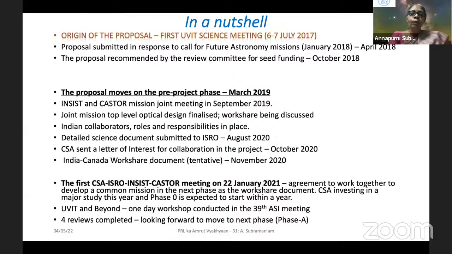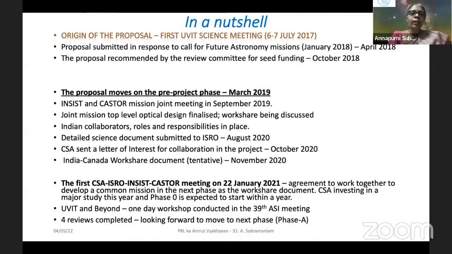The proposal was reviewed by a subcommittee of the then ADCOS, which reviewed all the proposals submitted in response to this call, and that committee recommended seed funding in October 2018. We made a presentation to the ADCOS in December, and by March 2019 the proposal moved to the pre-project phase with seed funding of 30 lakhs. The idea was to come up with a proper optical design, science cases and a science document, and to test out some critical components of the design.